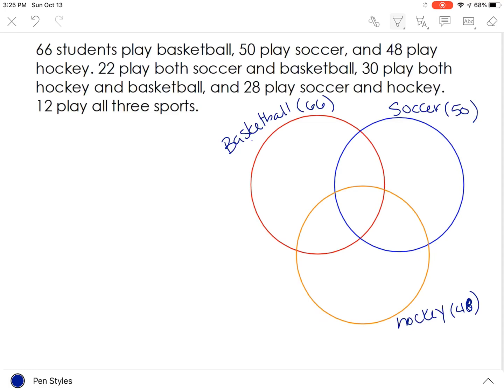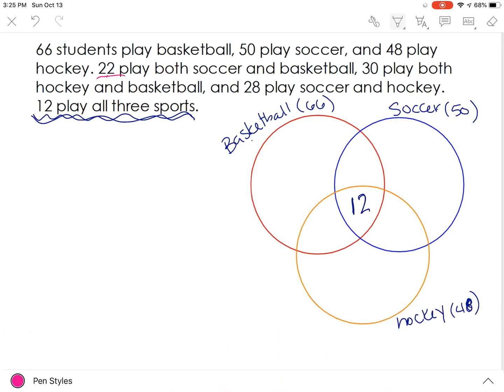Well, 22 play soccer and basketball, 30 play both hockey and basketball, 28 play soccer and hockey, and 12 play all 3 sports. So we have to start with the middle. We're going to start with the fact that 12 play all 3 sports. So that goes right here in the middle. And now from here, we're going to subtract to figure everything else out.